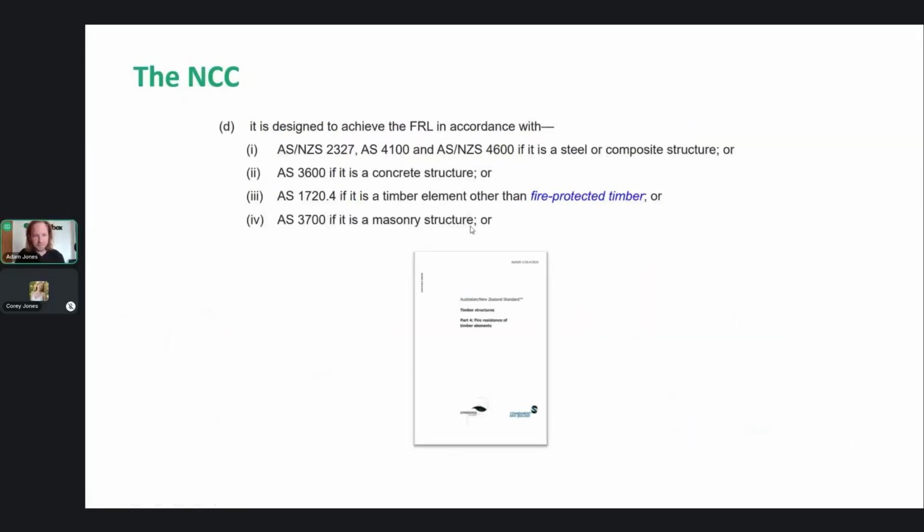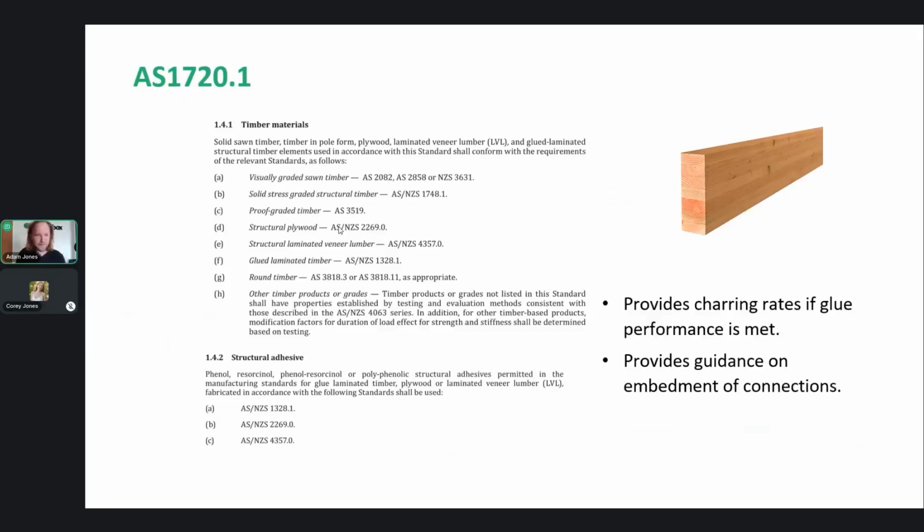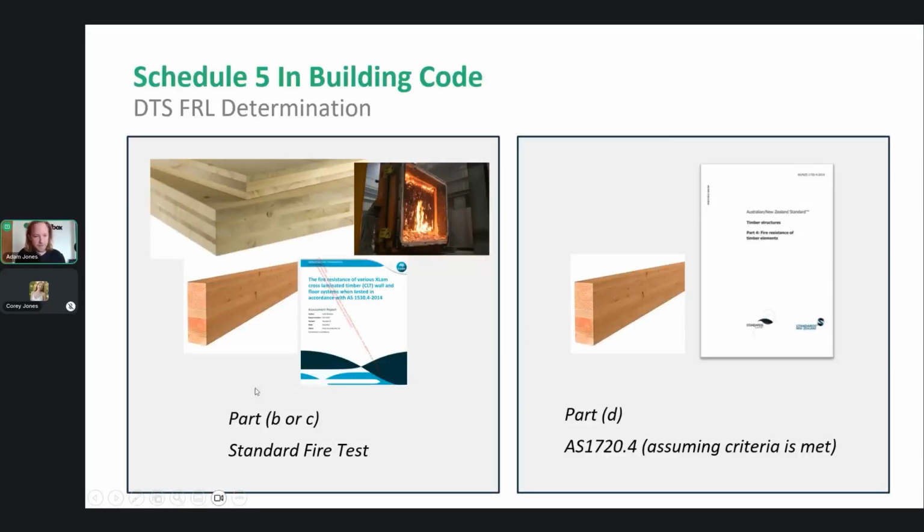Part D is different. This actually gives you AS 1720 Part 4, which is the structural design standard for timber elements, and Part 4 is about fire resistance. So that is a pathway you can take for timber. And with that, there are certain requirements that need to be met. Number one, manufacturing standards. You can see here, if you meet these manufacturing standards of glulam, LVL, plywood, and you meet the standards of structural adhesive performance, then you're sweet to actually go down that building code route. So when it comes to timber elements, you can do Part B or C, or Part D when it comes to AS 1720 Part 4.